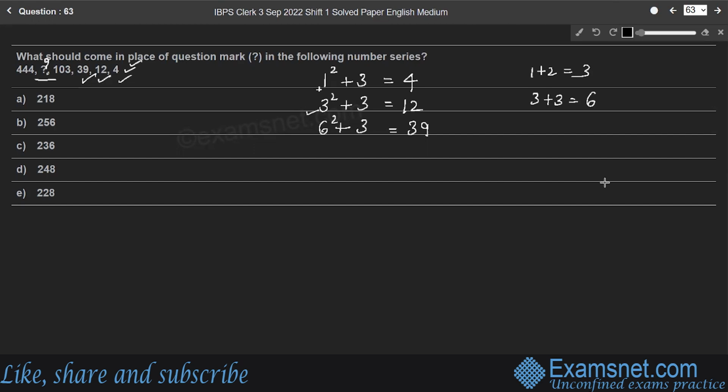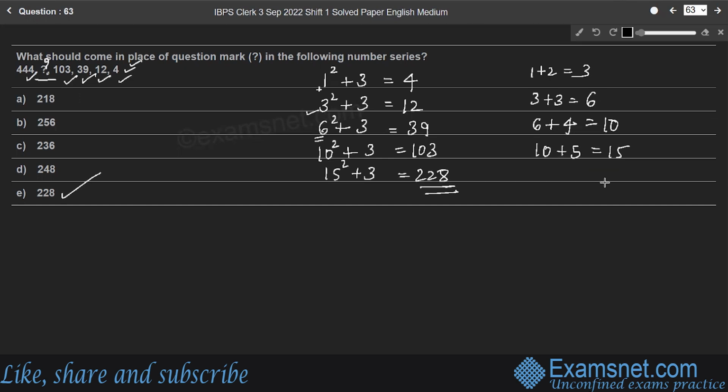So next, add 4 to 6. You will get 10. Then 10 square is 100 plus 3 becomes 103. What is the next number? That is the second number from the beginning. So you have to add 5 to 10. You will get 15. So make the square of 15 plus 3. So 15 square is 225 plus 3 is 228. Right? So 228 is the right answer, option E.